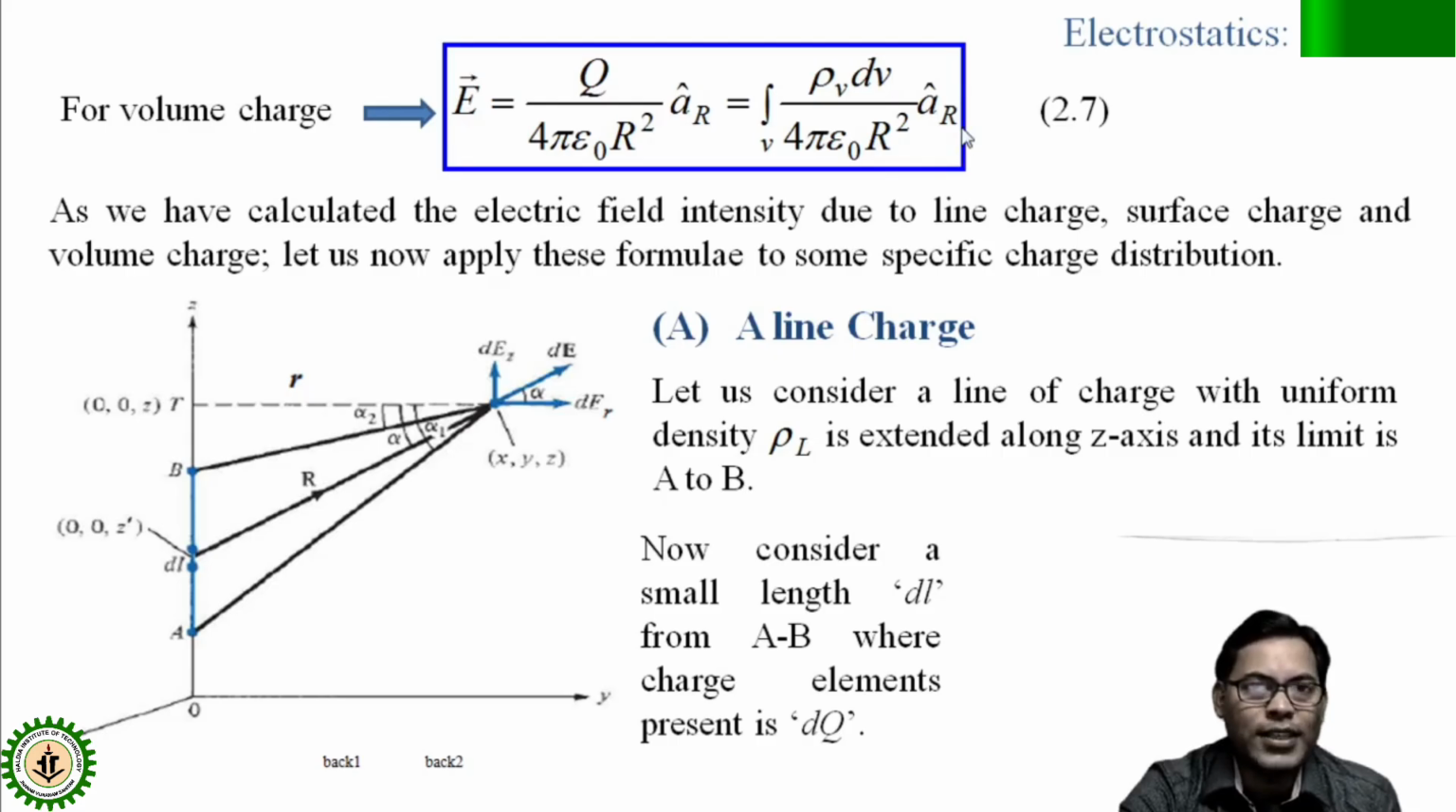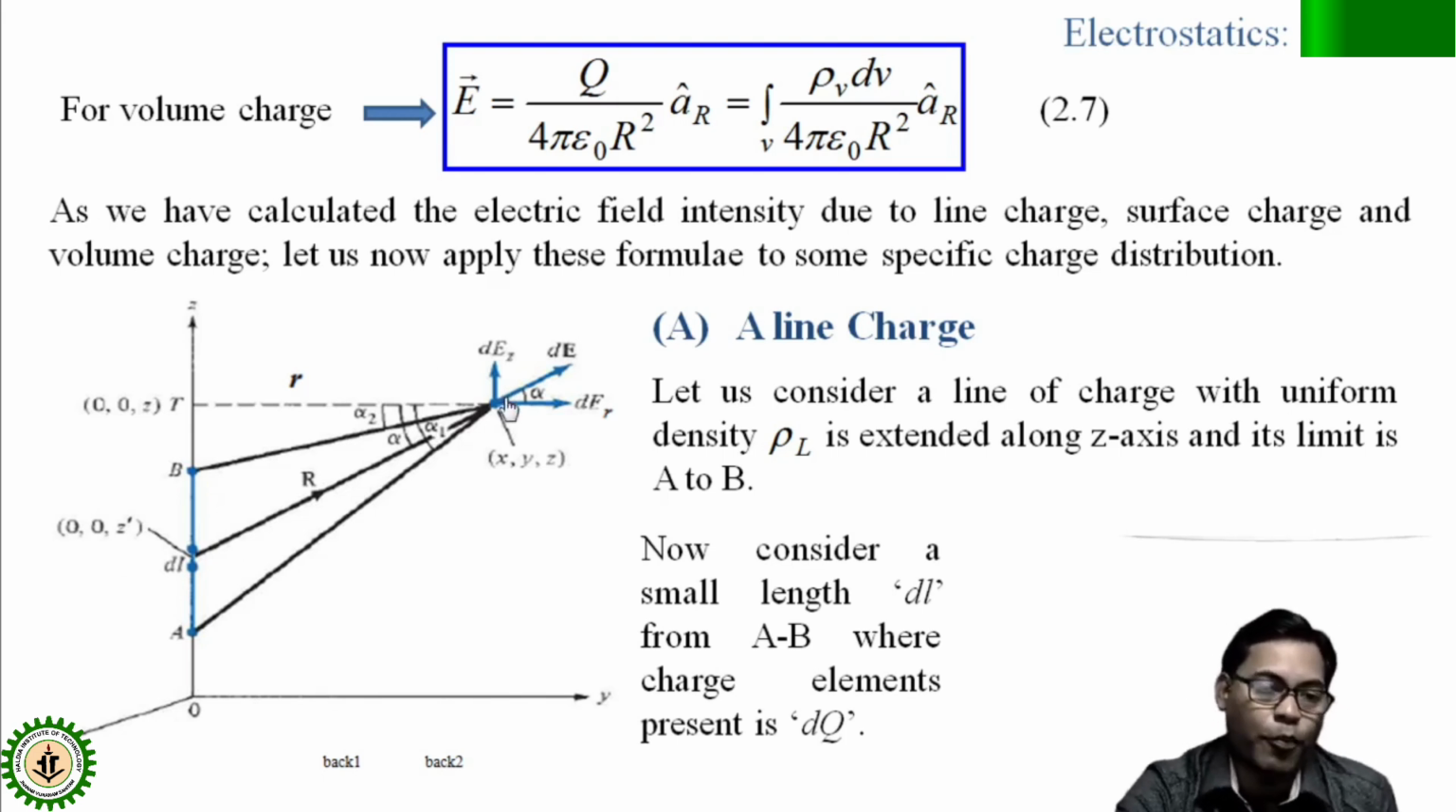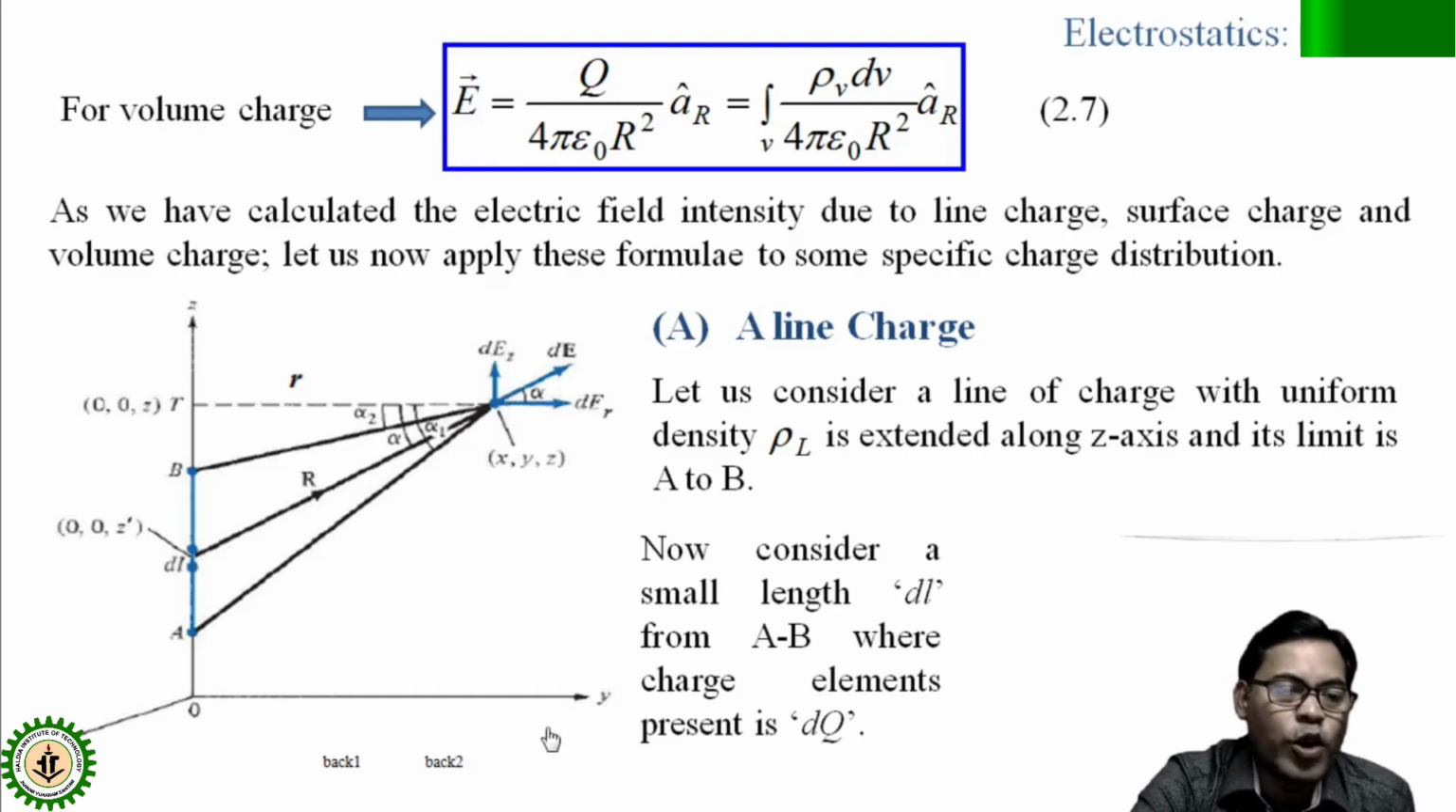Now let us see how to calculate the electric field intensity for the line charge first. So here we are going to use the diagram in this equation. You can see the diagram, that is in the Cartesian coordinate system. Here for the line charge we are going to calculate the electric field intensity at the point whose coordinate is given by x, y and z. So in this Cartesian coordinate system, the line of charge is uniformly distributed along the z axis, and its density is given as rho L.